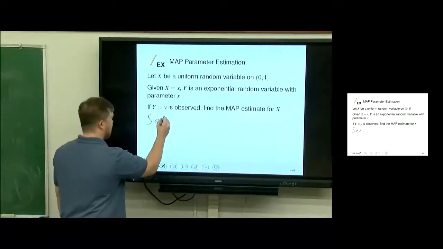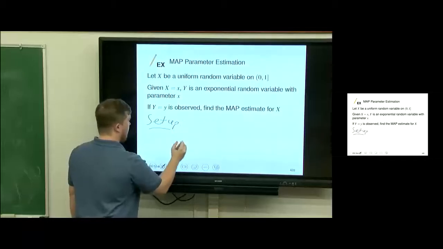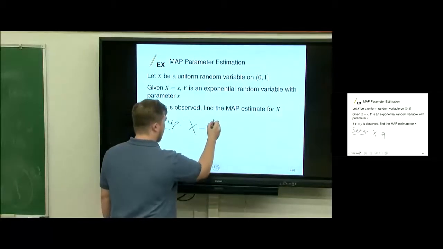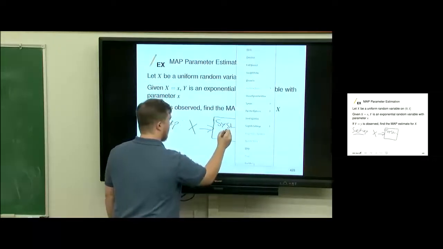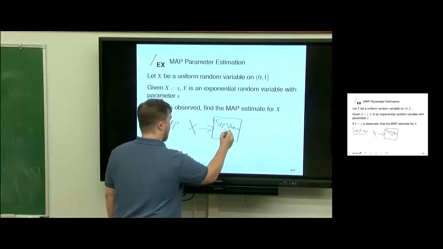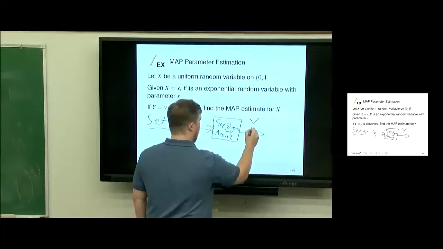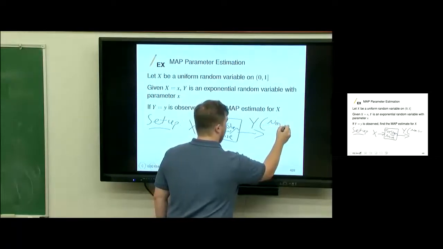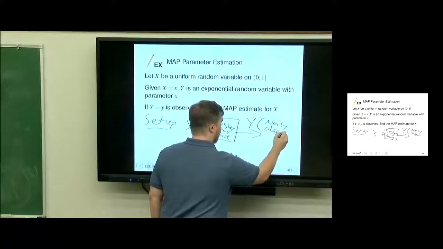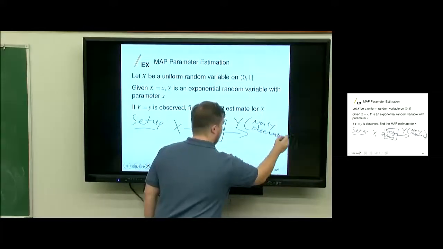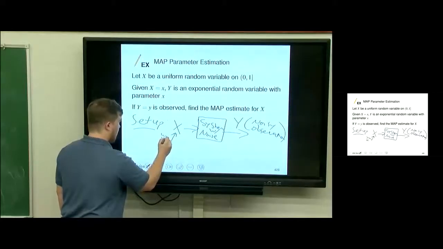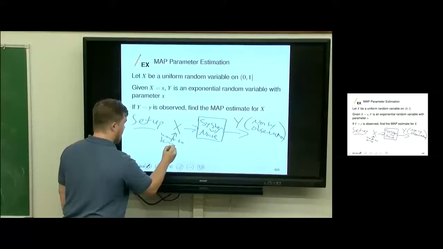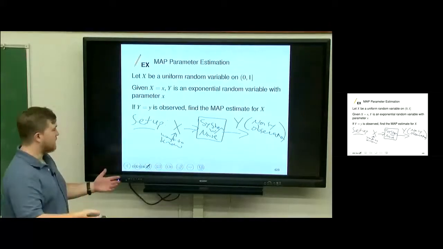So this is the setup we have. We have something like this. We have x, which is input into a system with noise. And we get an observation y out. This is your noisy observation. This is the thing we care about. We want to know what this is, but we don't.